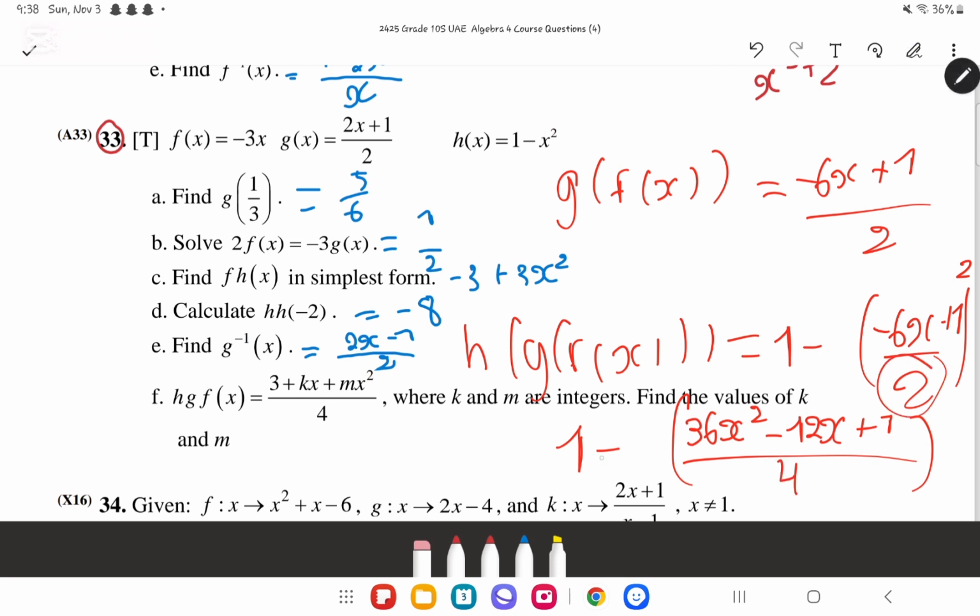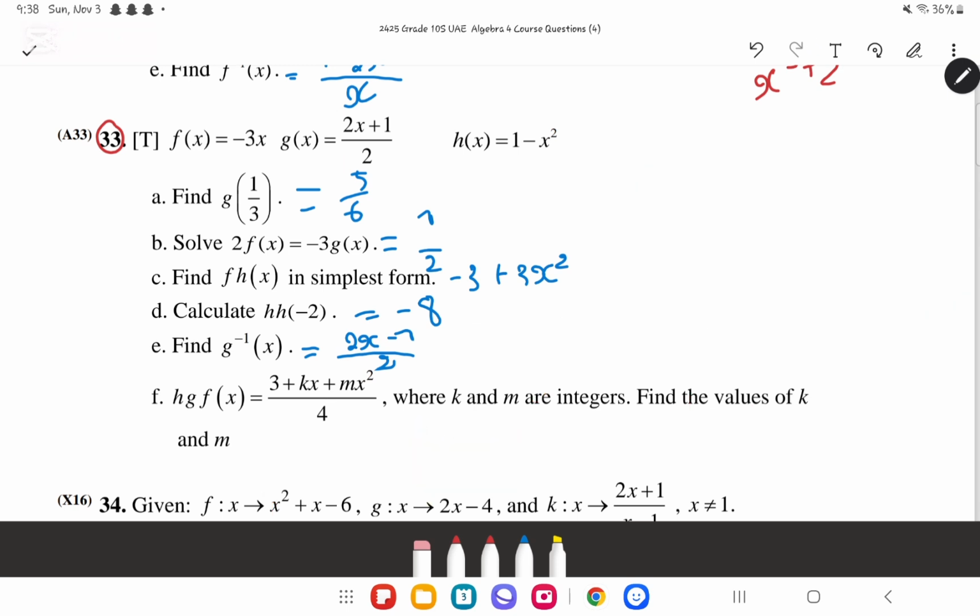So we change the 1 into 4 over 4. So 4 over 4 minus 36x squared minus 12x plus 1 over 4. And then after solving it, you will get your final answer, which is 3 plus 12x minus 36x squared over 4.